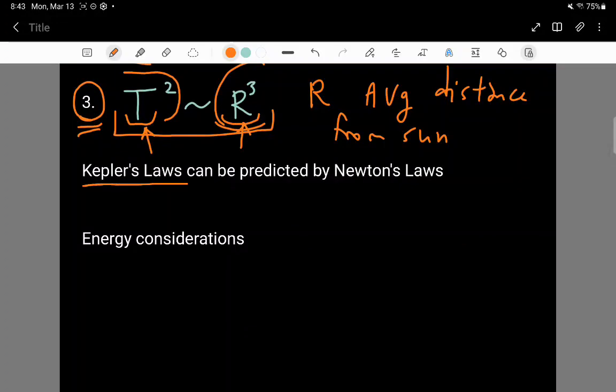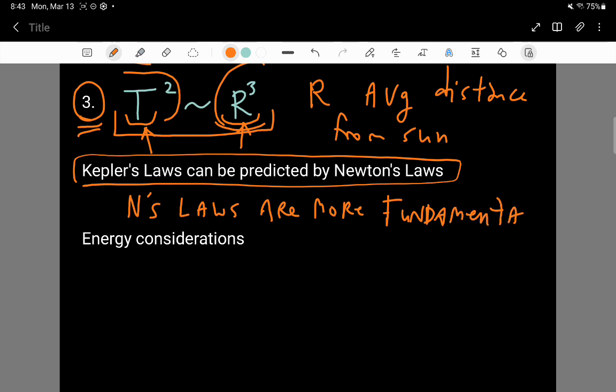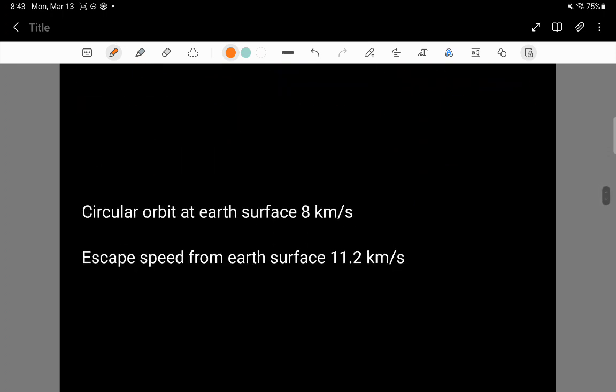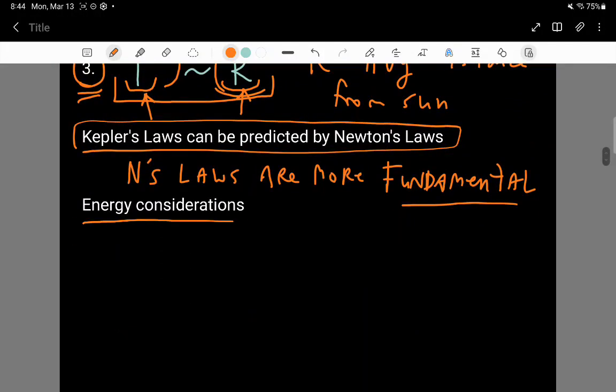And it turns out that, in a sense, they're not that different. That is, you can use Newton's laws to actually predict all of Kepler's laws. And Newton's laws are more fundamental, and physicists like to have fundamental rules. Okay, so the last piece of this lecture is to talk about energy.